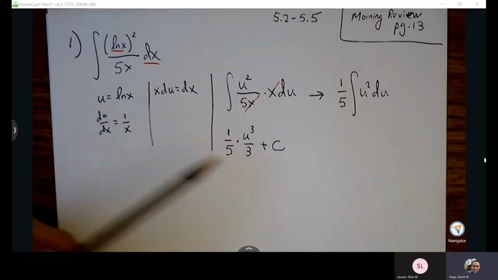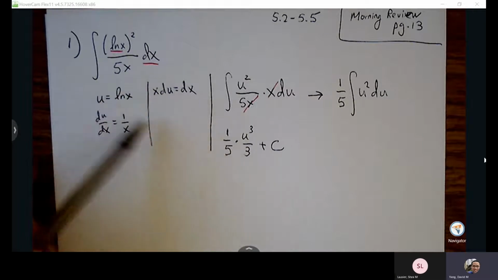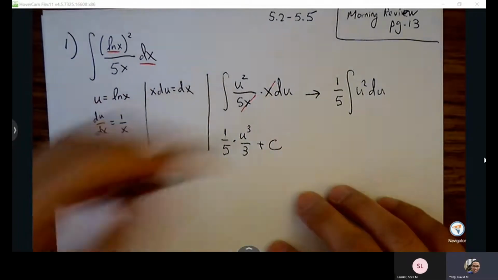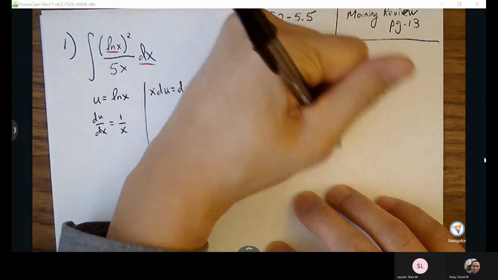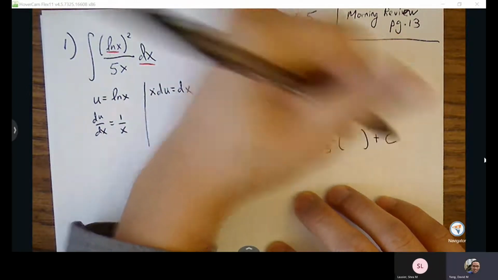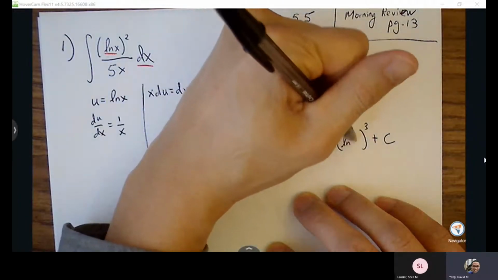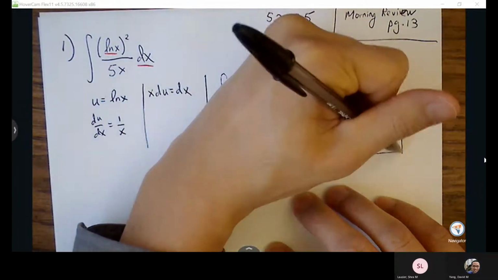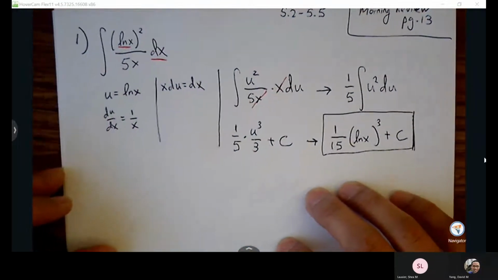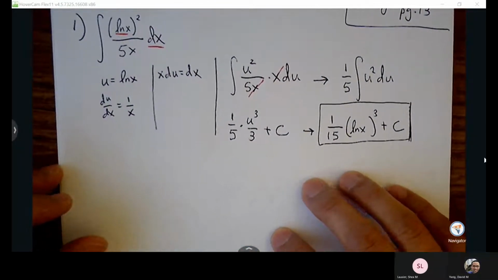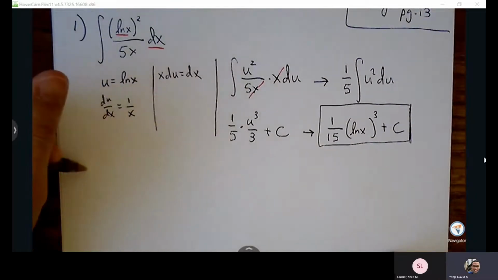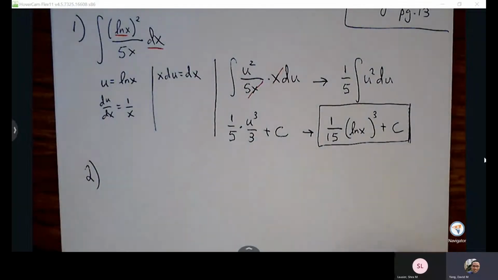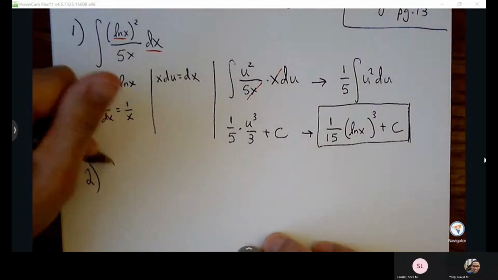We pretty much have the answer. Just have to replace the u back in terms of the original variable x. And I can now write this as 1/15 u cubed plus c. Replace u with natural log of x. Okay, any questions with 1? Two.